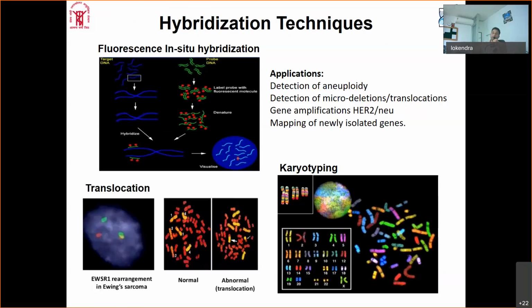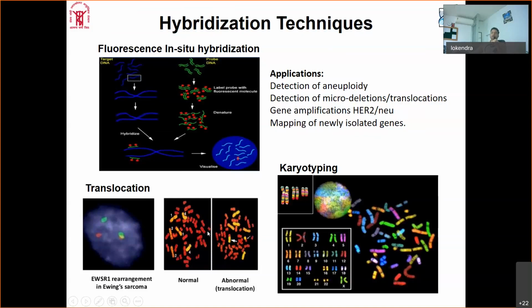Similarly, one of the examples is translocation. In Ewing sarcoma, there are certain rearrangements in the chromosomal part. So this is the normal case, and there is a certain chromosomal portion which is translocated, and that is considered abnormal. So this is basically to identify those particular features by using the hybridization technique, and these are the examples of your fluorescence in situ hybridization.